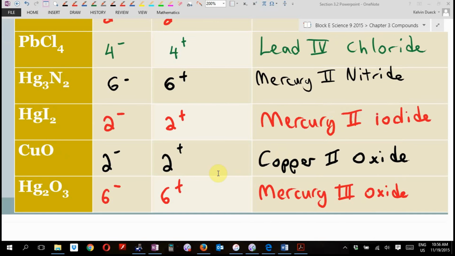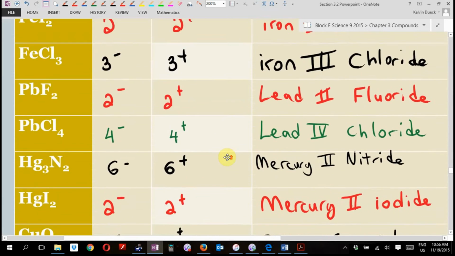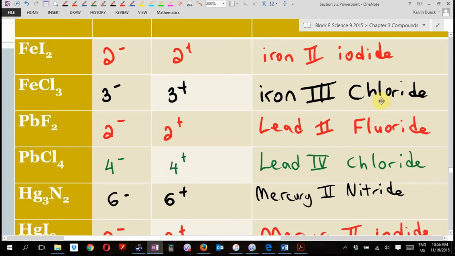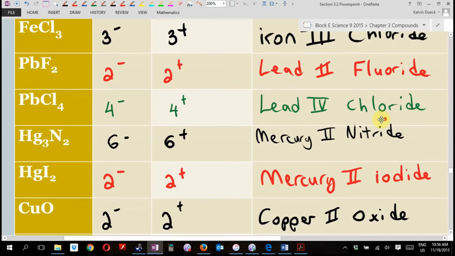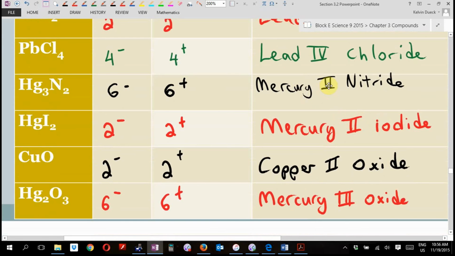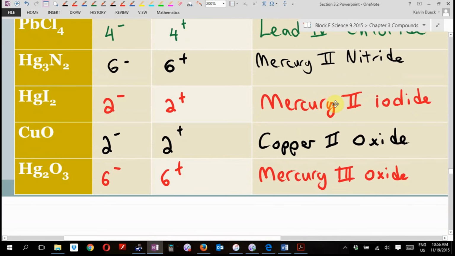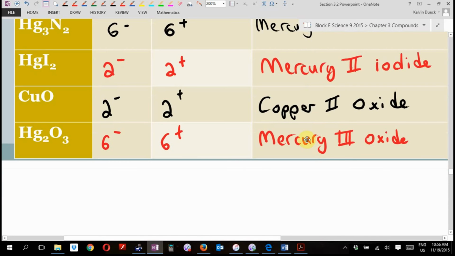So, very quickly, I said, okay, it's got to be iron 3 chloride for the second one here, lead 2 fluoride, lead 4 chloride, mercury is always tough, mercury 3 nitride, mercury 2 iodide, copper 2 oxide, and mercury 3 oxide. Is that right, or did I make a mistake at all? That's what I did. That's right.